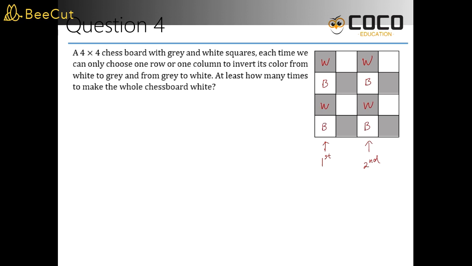Now we can see the first row, everything is white. And second row, everything is black. So we invert the color of the second row. This is the third step. And the last row, everything is also black. So we invert this row as well. And altogether, we need to invert the color 4 times. Then everything becomes white.